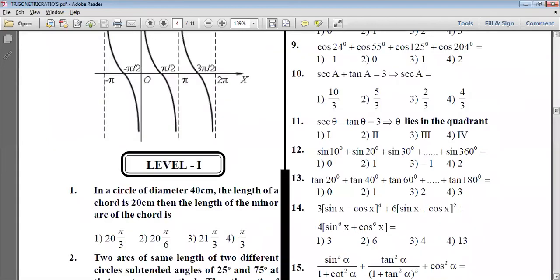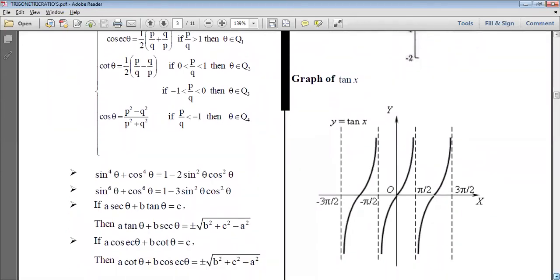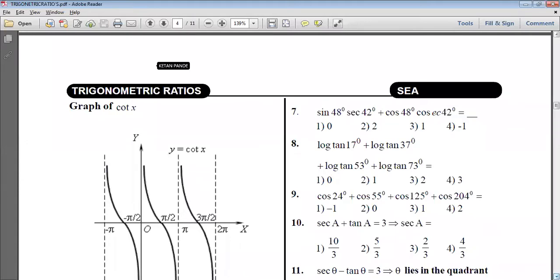Observe problem number 7. Sine 48 degree into secant 42 degree plus cos 48 degree into cosecant 42 degree. Sir, option 2. 2.